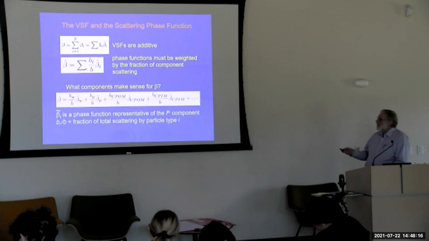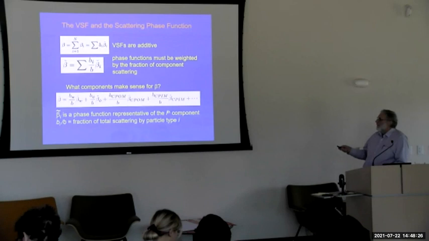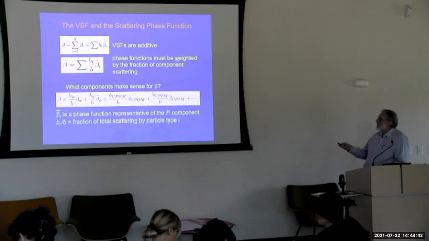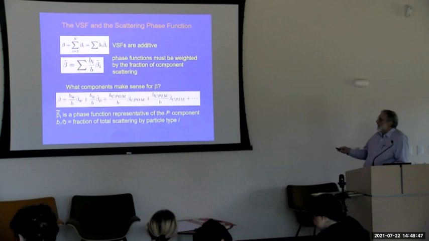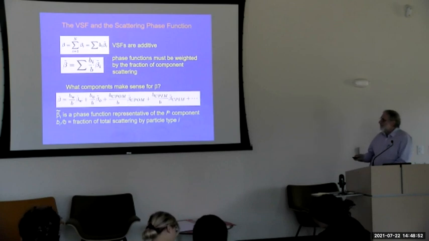Well, if I divide this by the scattering coefficient, this becomes the phase function. The scattering coefficient for each component divided by the total gives me this ratio here, and then the phase function for that particular component. So VSFs are additive. Phase functions you can add together, but you have to weight them by the relative importance of each component and how it contributes to the total scattering.